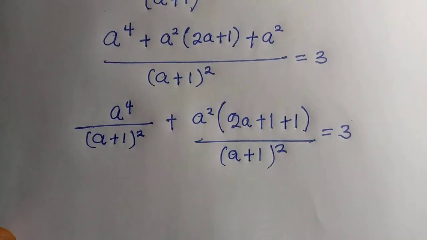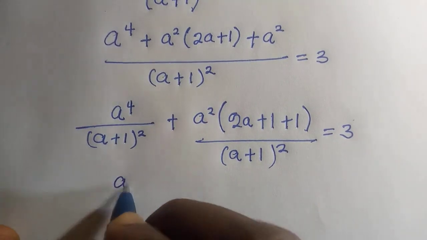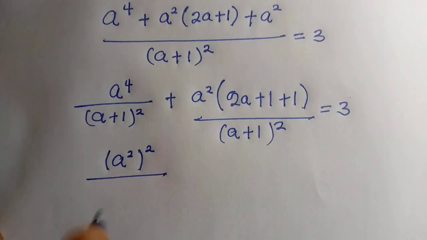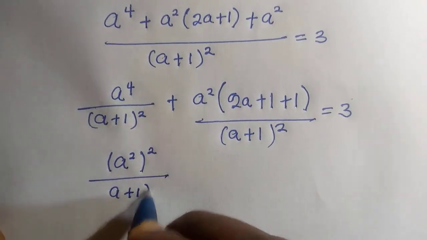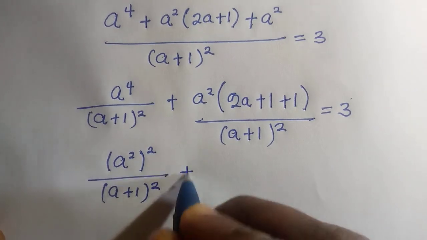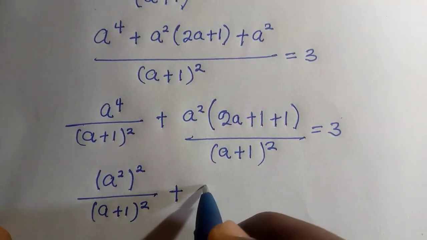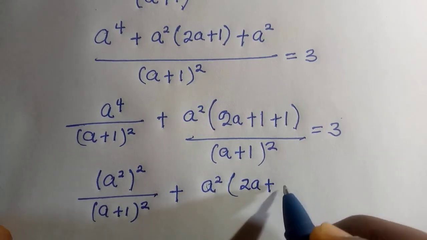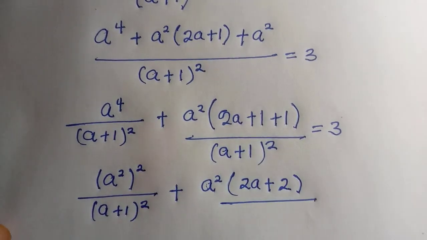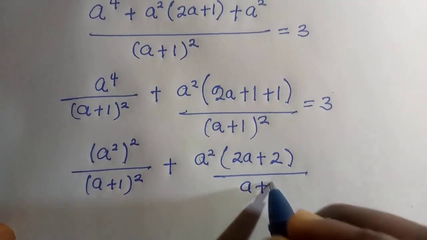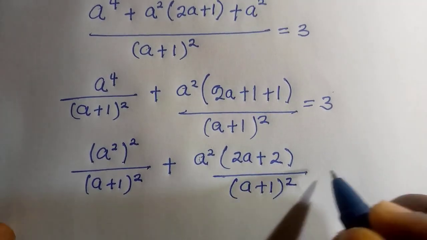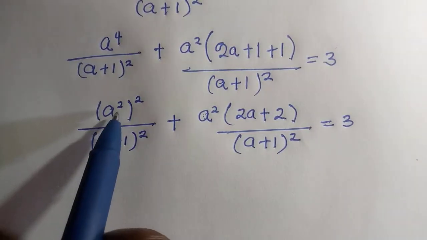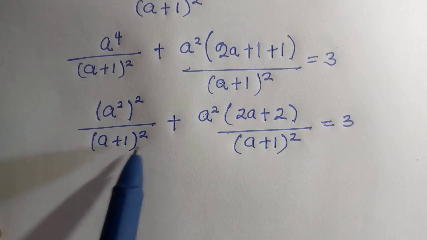So if it is close to this stage, a to the power of 4, we can write it as a to the power of 2 raised to power of 2, divided by (a plus 1) raised to power of 2, then plus, we have this as a squared, open bracket, 2a plus 1 plus 1 gives 2a plus 2, divided by (a plus 1) raised to power of 2. Everything equals 3. So next we have this as a to the power 2 and here is (a plus 1) to the power of 2.